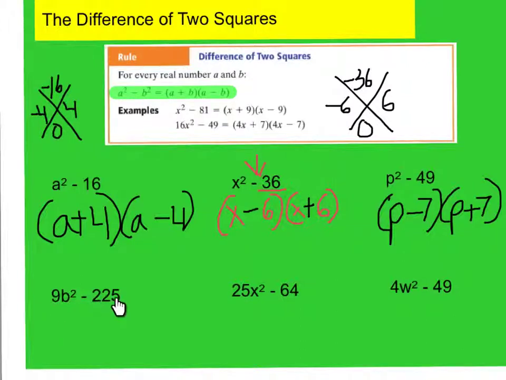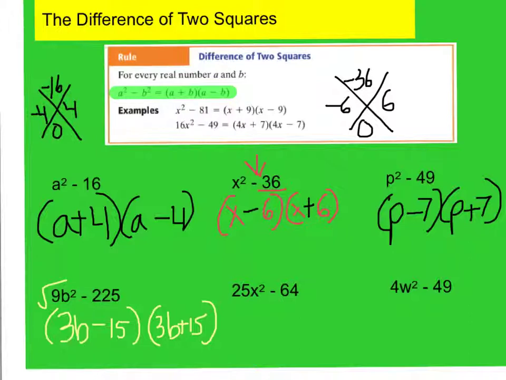Well, what happens if the coefficient is not 1? No big deal. Here's what we do. We just square root this and square root this and make one a plus and one a minus, but then we check it. So let's check. So I looked at 9b squared and I knew that I could square root that and get 3b. Next, I looked at 225 and I knew that I could square root that and get 15. I also know that there's no middle. And there is no middle because a negative plus a positive will give us no middle. So this is correct. It is my answer.